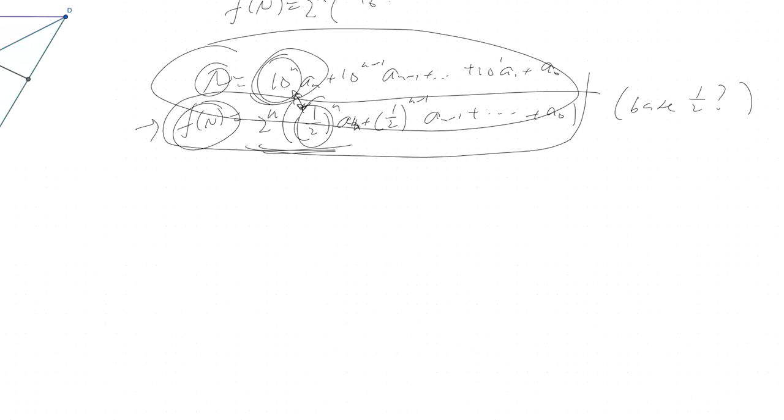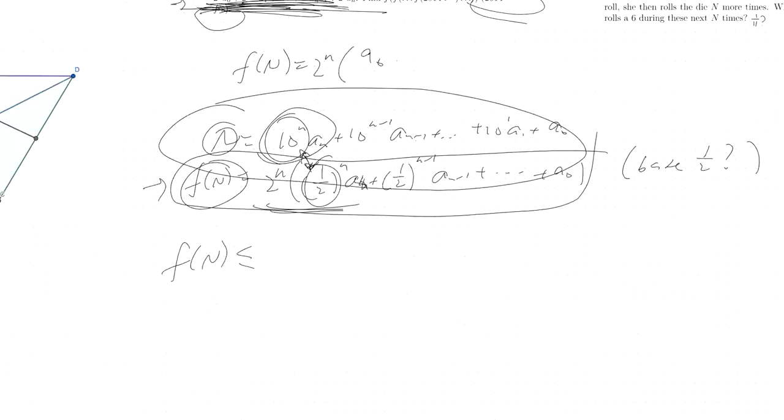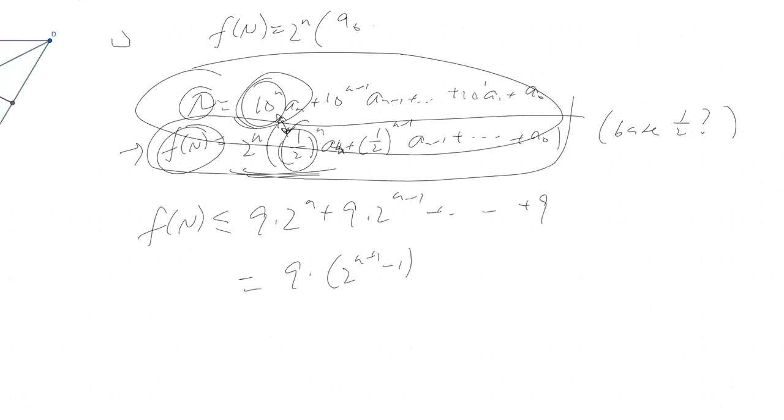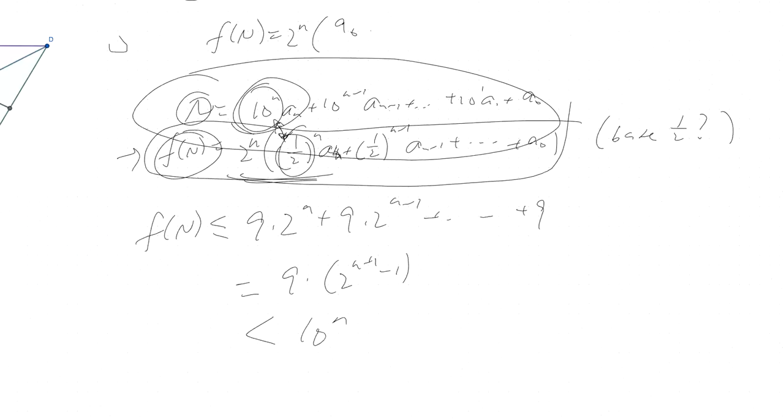So first we look at f(n). Obviously, if we maximize every single digit to be 9, it's obviously less than 9 times 2 to the power of n, plus 9 times 2 to the power of n minus 1, and so on until 9. And that is very likely less than 10 to the power of n, and this holds if n is at least 3.